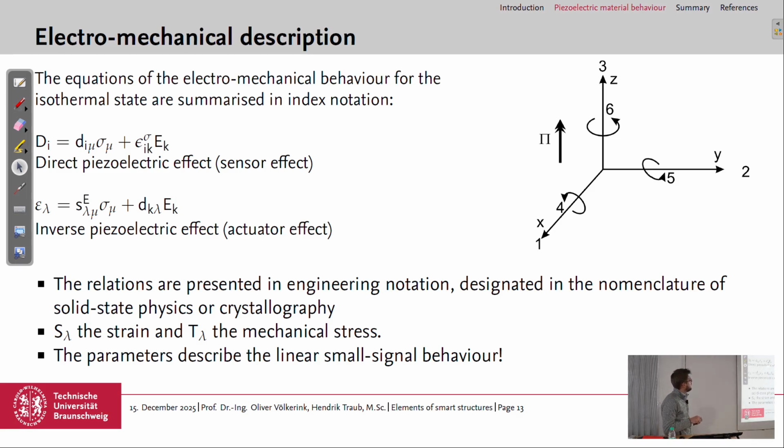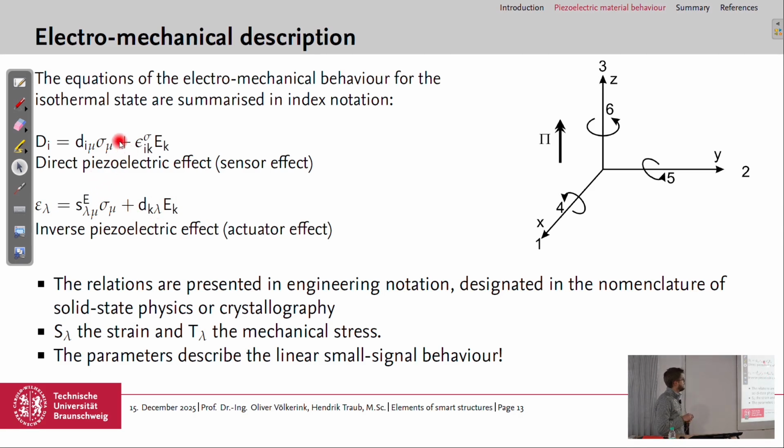So now we have two equations for the electromechanical behavior of the isothermal state, summarized in the index notation. So we have the charge displacement from the mechanical stress and the electrical field. So the direct piezoelectric effect, and we have the equation from 2 slides before, the strain, sorry, from the external mechanical stress and also from the electrical field, which describes the inverse piezoelectric effect, so the actuator effect.